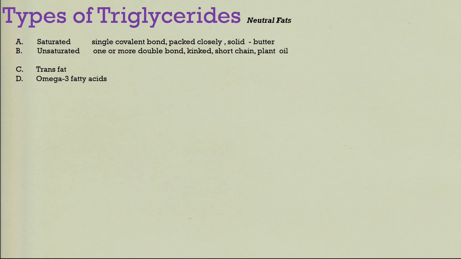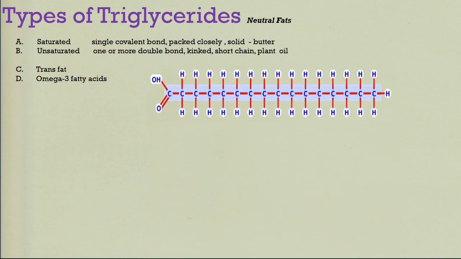The types of triglycerides. There are 4 of them: the saturated, the unsaturated, the trans fat, and the omega-3 fatty acids. But at this slide, we will focus on the saturated versus the unsaturated. Let's take a look. Now, saturated triglyceride is best described as having a long straight chain. And that long straight chain is said to be straight because this is unbranched. There's no break. There's no bend.